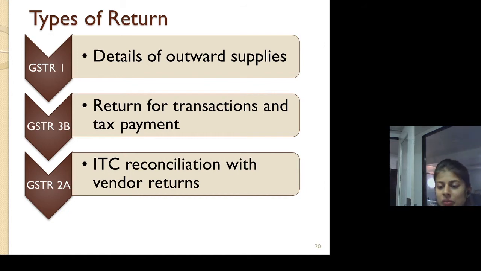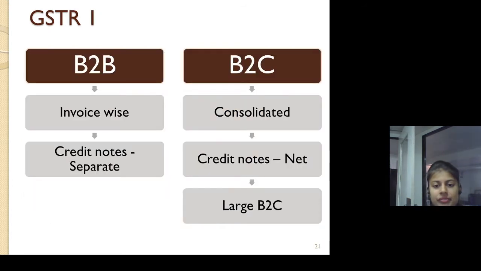What is GSTR 1? In that we give the details of outward supplies. I'll explain in detail in the next slides. Then is 3B. 3B is a return for transactions and tax payment during a particular month. This is compulsory to be filed on a monthly basis. And then the third is GSTR 2A. 2A is mainly for our reconciliation purpose. It is not a return to be filed on our own. It is auto-populated by our vendors, for us to avail the proper credit.